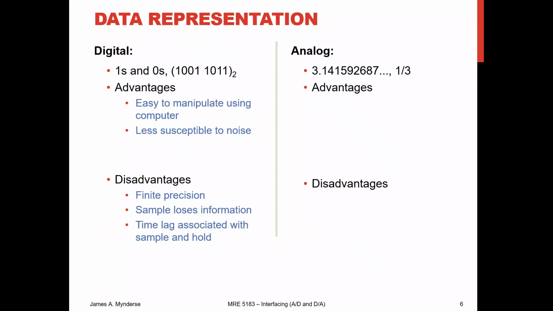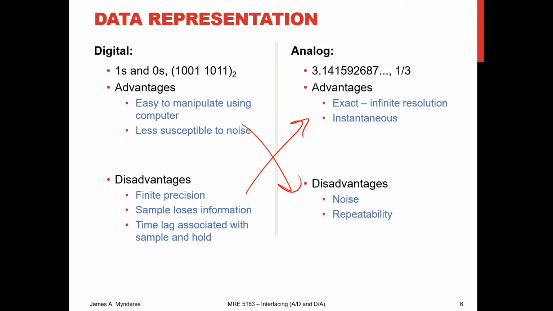And then obviously the disadvantages of digital are going to be the advantages of analog and so forth. So analog is going to have infinite resolution, instantaneous. It's going to have disadvantages of noise and repeatability, and it doesn't work so well with computers. Okay, so there we go.